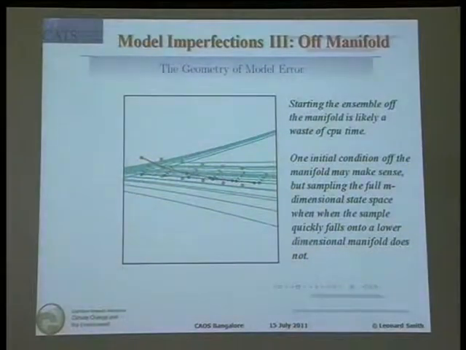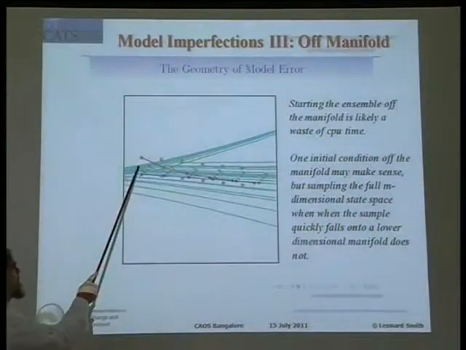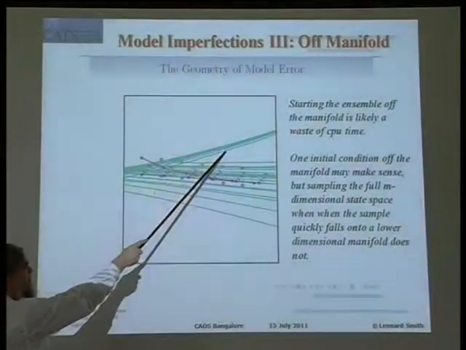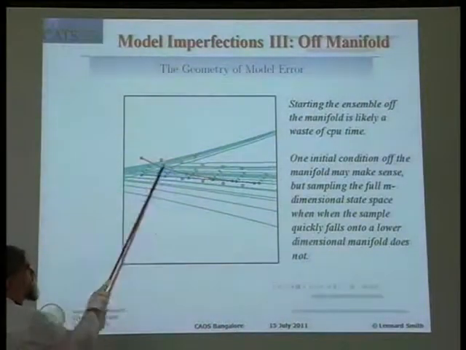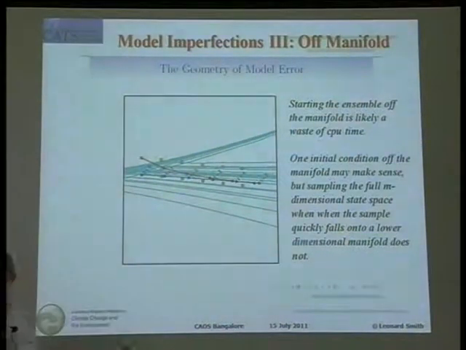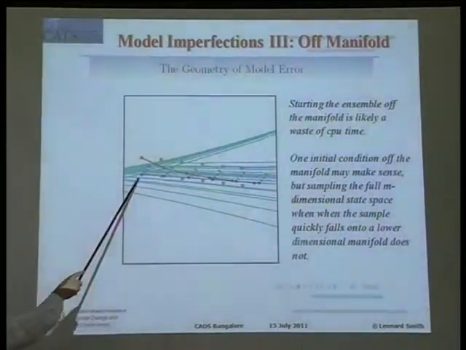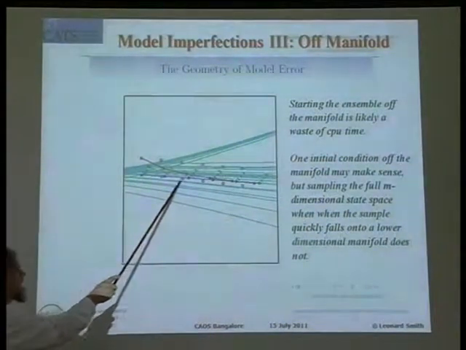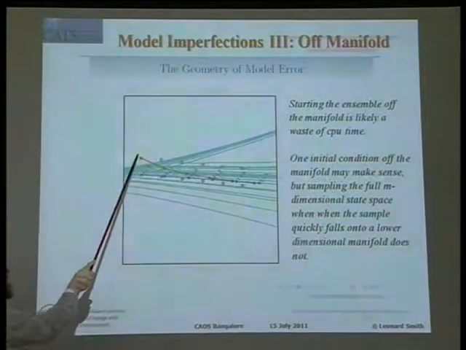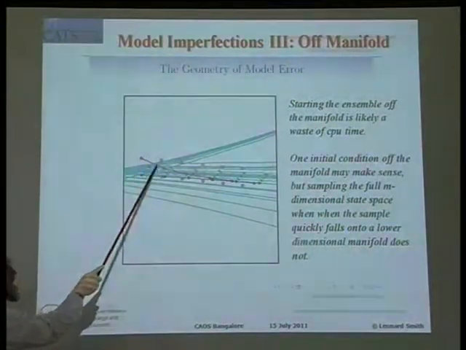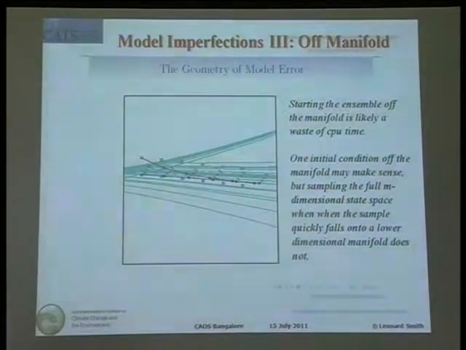And the last point is a question of starting things off the model. So off the model manifold. This is supposed to be an idea like a racetrack corner of the Lorenz 63 attractor. If we start initial conditions close to the manifold, they stay close to the manifold. If we start initial conditions far from the manifold, they fall down onto the manifold fairly quickly.